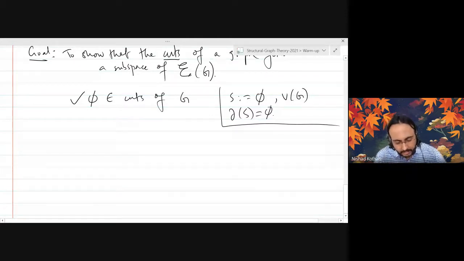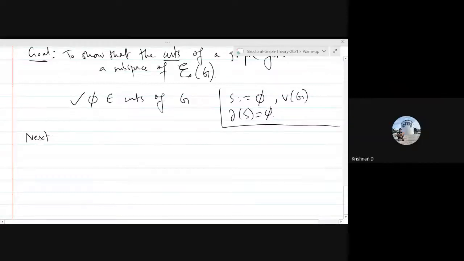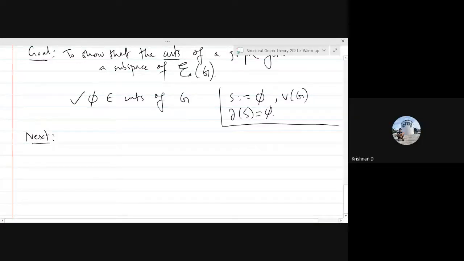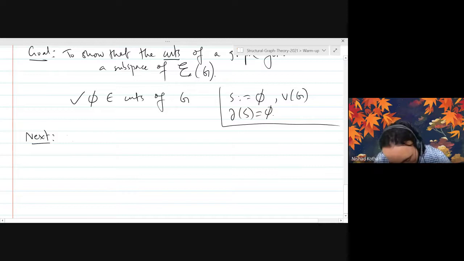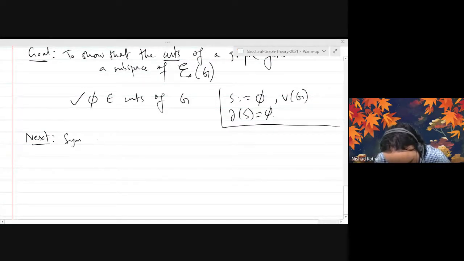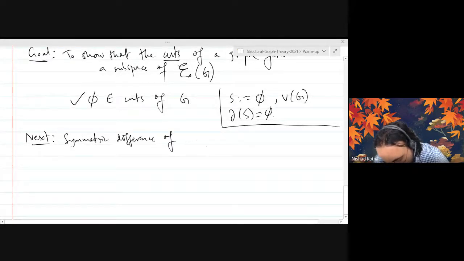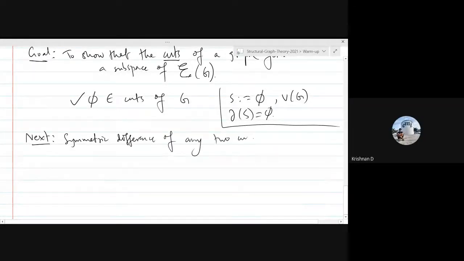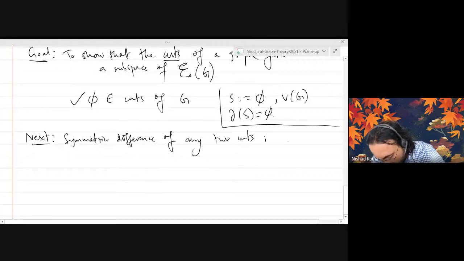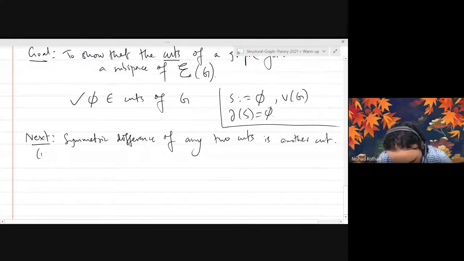What is the next thing we need to show? Having two cuts, we have to show that there exists some vertex subset S such that the cut of S is exactly the symmetric difference of those. Right, right. So we want to show that the symmetric difference of any two cuts is another cut. This is generally called the closure property.